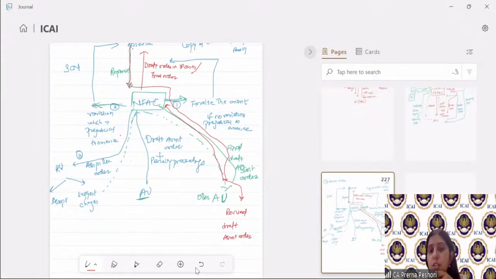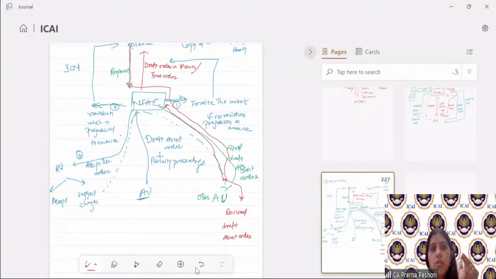If there are variations which are prejudicial to the interest of the assessee in comparison with the revised order and the earlier order which was received, then again a show cause notice will be issued to the assessee regarding that new addition which is going to be made, and again the same procedure will apply.